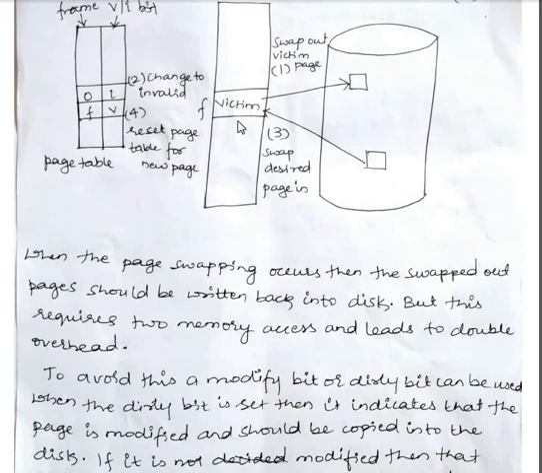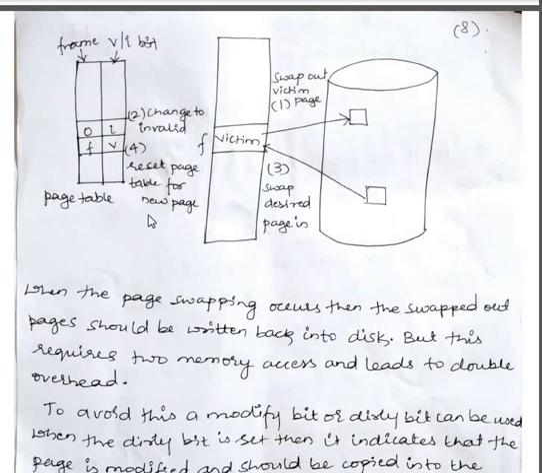If the modify or dirty bit is not set, meaning it is 0, then we can simply discard that victim, because a copy of it is already present in the backing store. There is no need to copy the same thing into the backing store again. So by using this modify bit, we are reducing the copying here.